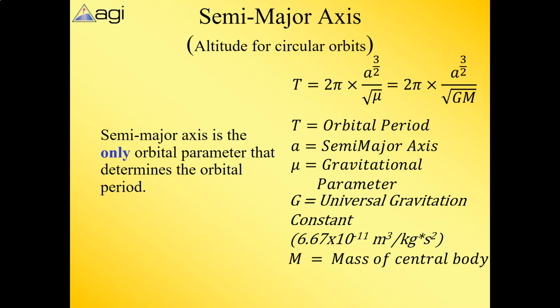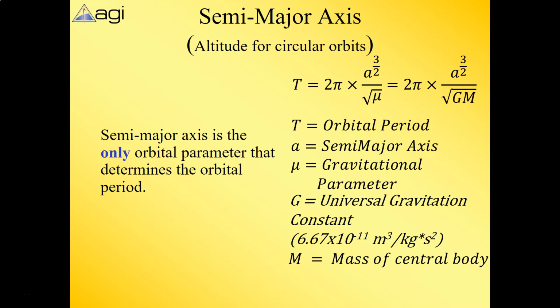Gravitational parameter is defined by the universal gravitational constant times the mass of the central body. G, capital G, times capital M, the mass of the central body. Not just mass and not just gravity, but the universal gravitational constant. 6.6 times 10 to the negative 11, and so on. You get it. It's there on the screen.